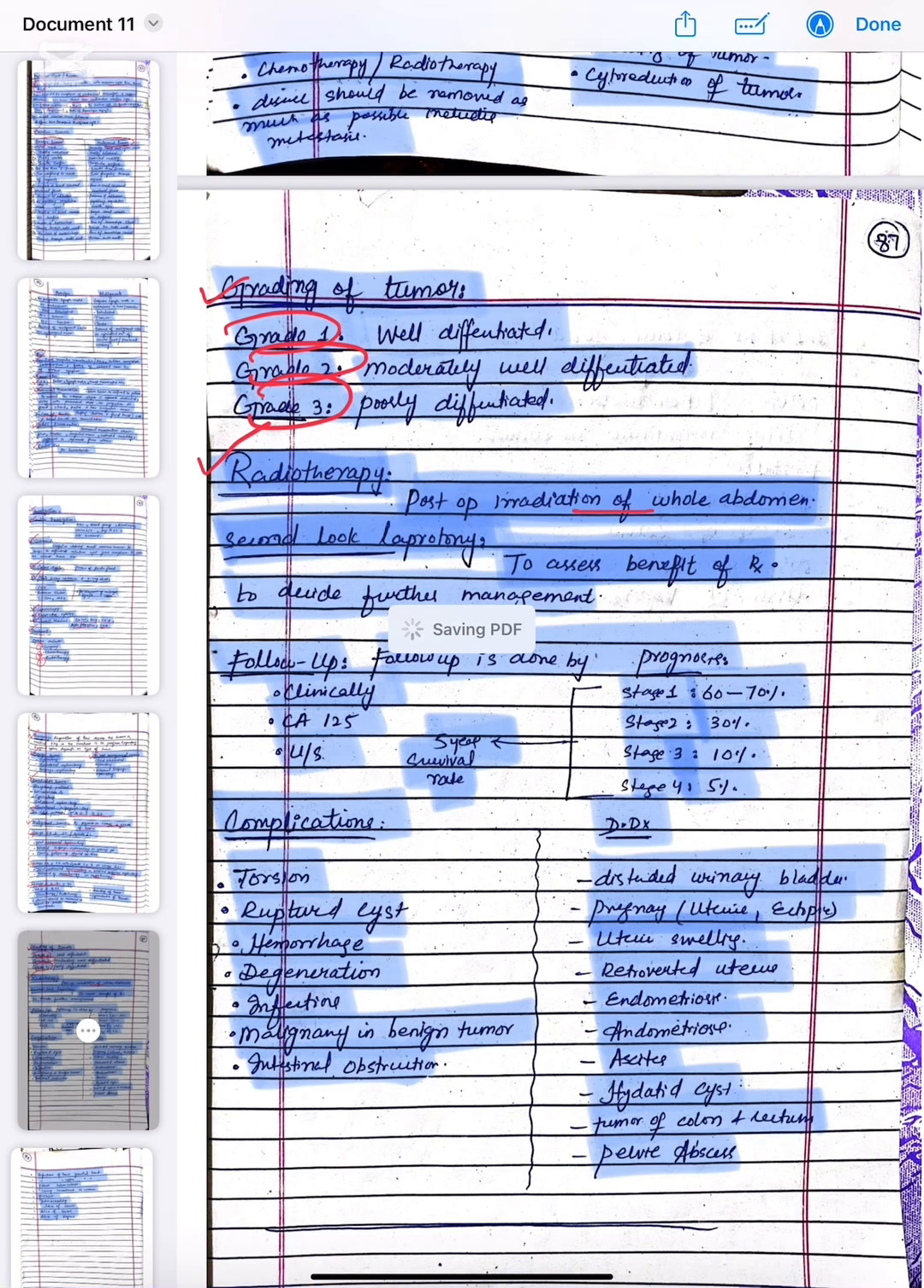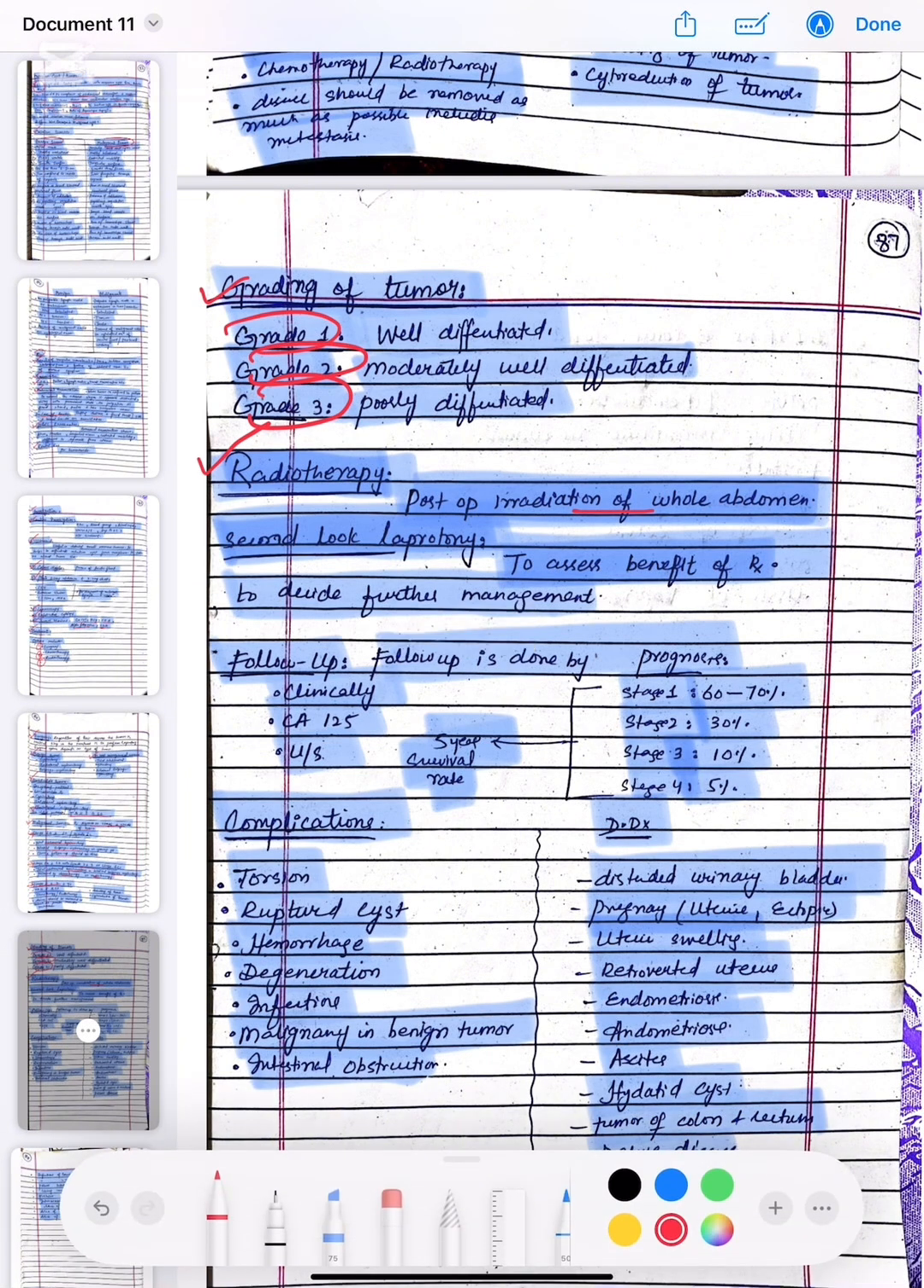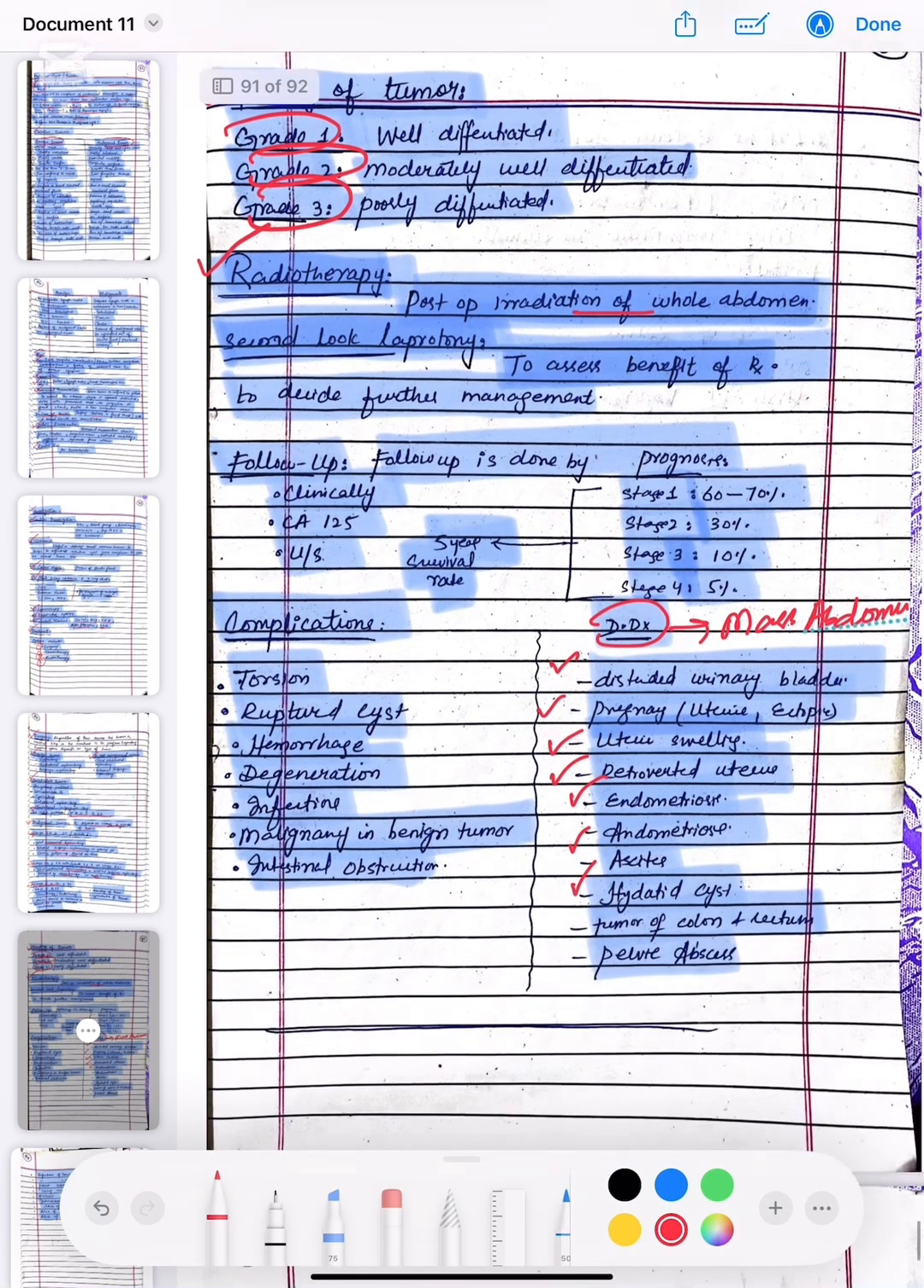And then we have discussed the complications, which are torsion and ruptured cyst, hemorrhage, degeneration, infections, and malignancy in benign tumors. And in the end, we have discussed the differential diagnosis, that is, what are the differential diagnoses of mass abdomen. So these are distended urinary bladder and pregnancy, uterine swelling, retroverted uterus, endometriosis and ascites, hydatid cyst, tumor of colon and rectum, and pelvic abscess. All these are the differential diagnoses of the mass abdomen.